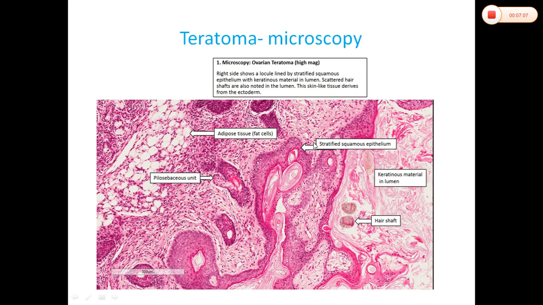This is a microscopic picture. Here you can see the tissue lined by stratified squamous epithelium and also the lumen filled with keratinous material, and also hair shafts will also be there. And also in the left side you can see the adipocytes along with pilosebaceous unit.